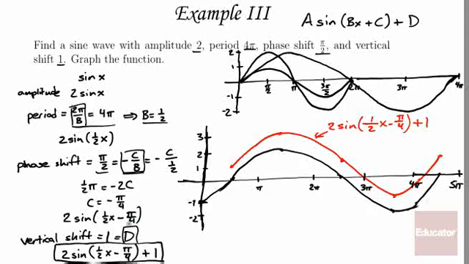We started with a basic sine curve, and we changed its amplitude, stretched it vertically. We changed its period, which stretched it out horizontally. We changed its phase shift, which moved it over horizontally, not stretching, but just moving it. And then we did the vertical shift, moving it up and down.